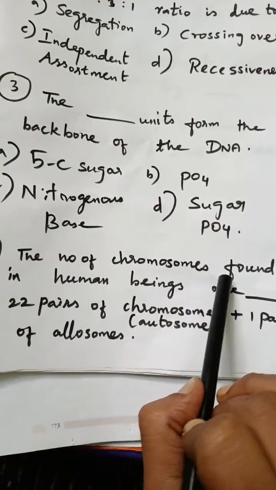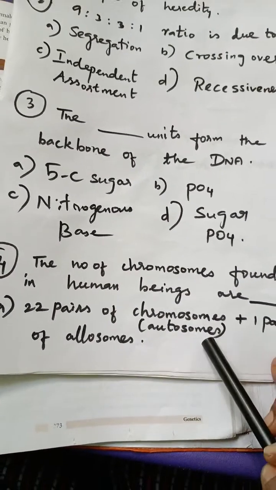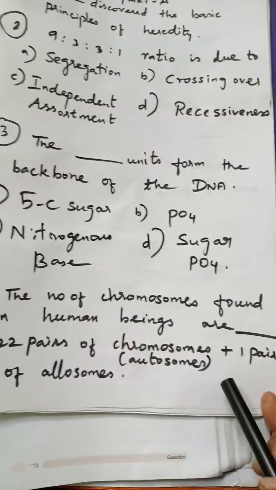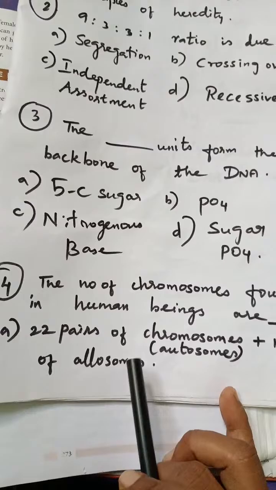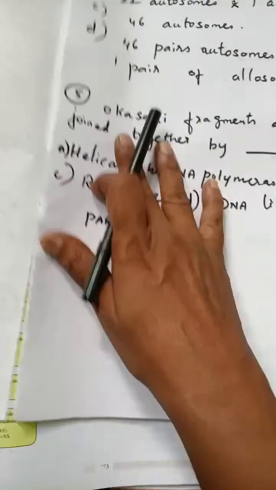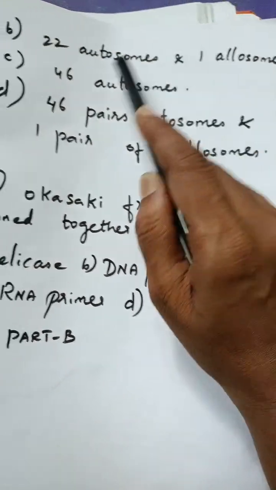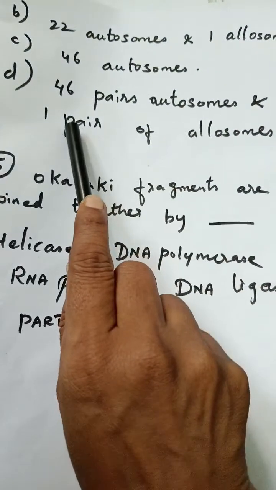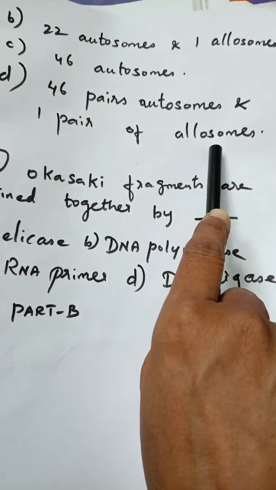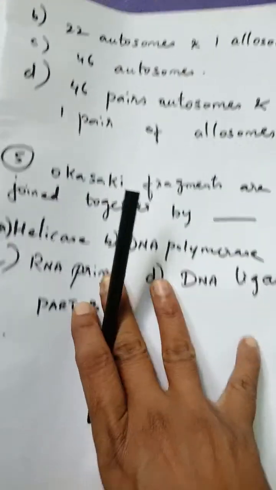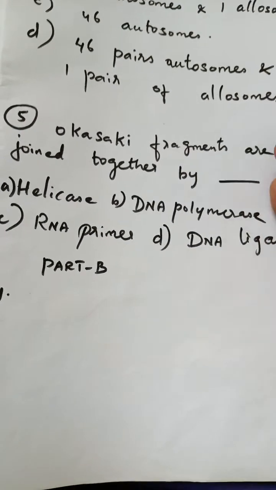And the number of chromosomes found in human beings is dash: 22 pairs of autosomes, which are the growth chromosomes, plus 1 pair of allosomes. Allosomes are the gender or sex chromosomes. The second option is 22 autosomes and 1 allosome, and 46 autosomes, and then 46 pairs of autosomes and 1 pair of allosomes. Which is the right answer? You can comment if you know the answer. The answers will be posted in the community.